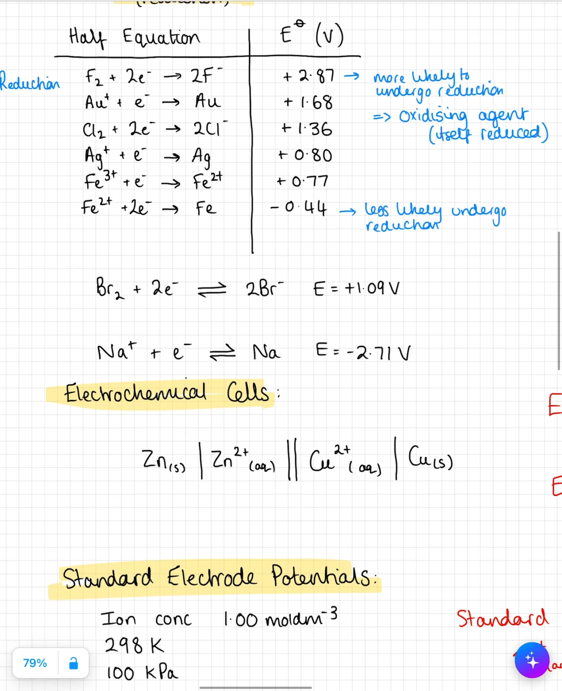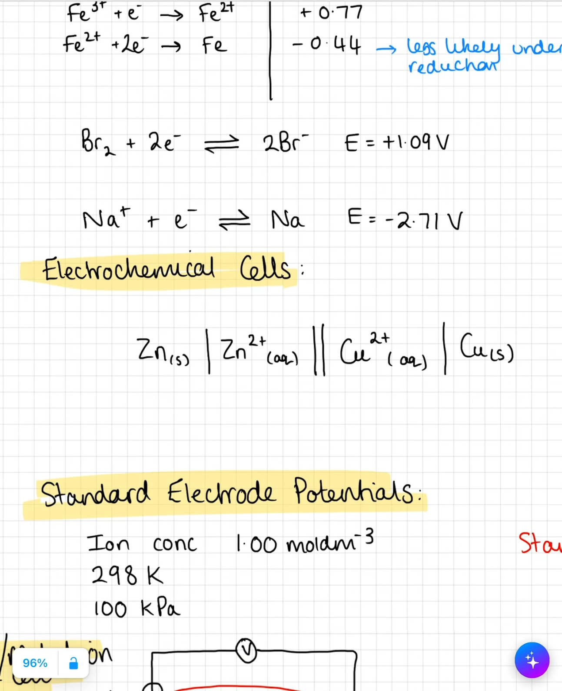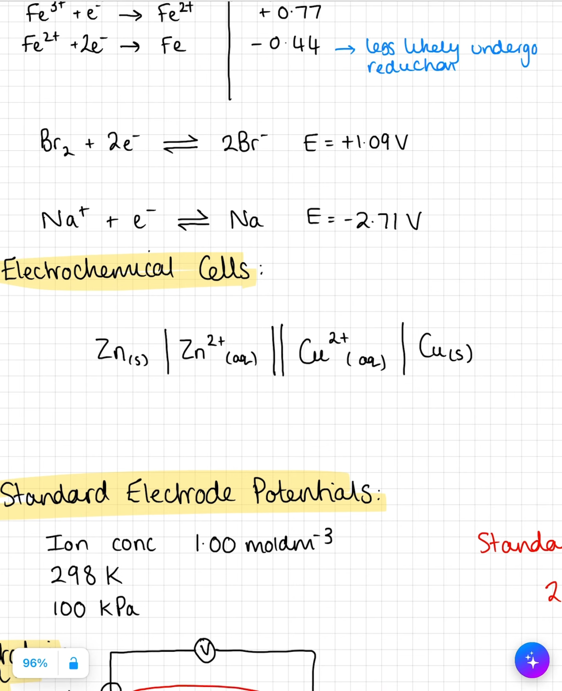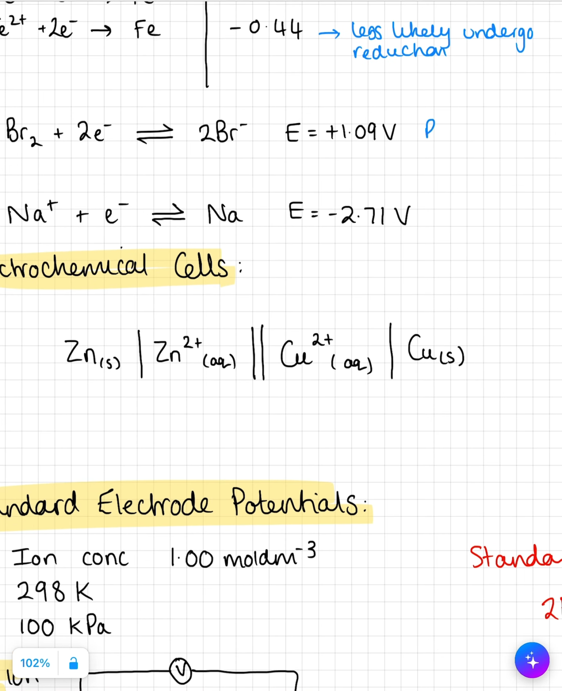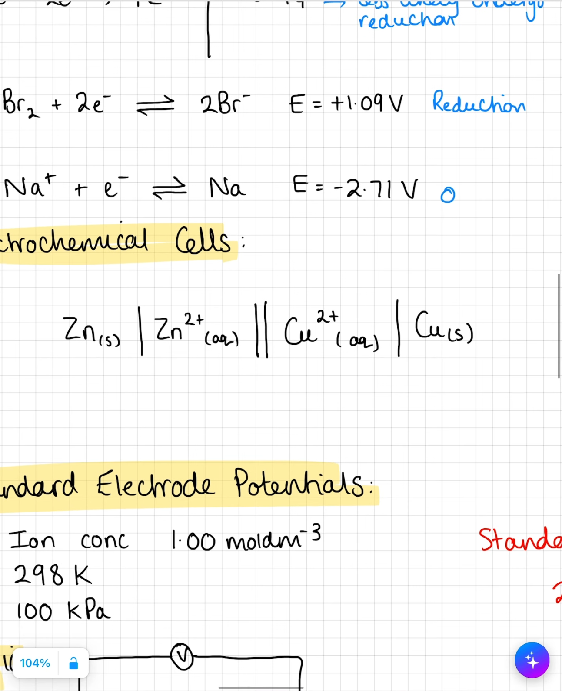Now we can combine half equations, one reduction, one oxidation. So let's take our bromine with our sodium ions. Now we're looking at the electrode potential, so both are reduction half equations. Bromine gaining 2 electrons to form 2 bromide ions gives us an E cell value of plus 1.09. The sodium ions gaining an electron to form sodium metal, minus 2.71 volts. Now, the more positive, the more likely that that is undergoing reduction. So this will be our reduction equation and this will be our oxidation.